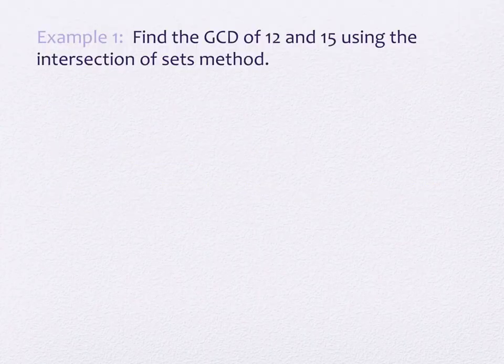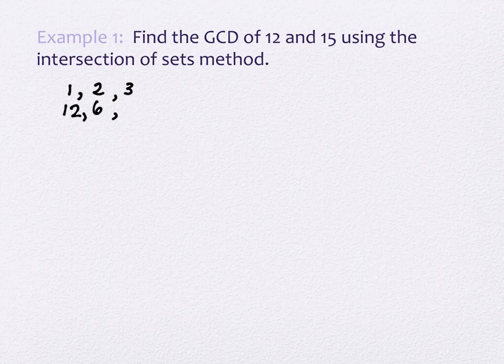So we're going to find the greatest common divisor for 12 and 15 using intersection of sets. What we're going to do is write down 12 in pairs. So for example, 1 times 12, those multiply to give me 12. And 2 would also divide 12. 2 and what give me 12? 6. 2 and 6. And then we can do 3, 3 and 4.